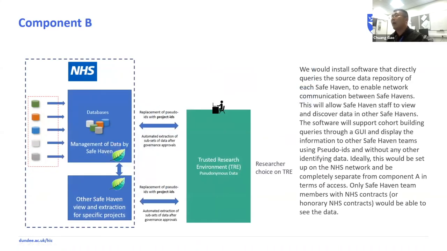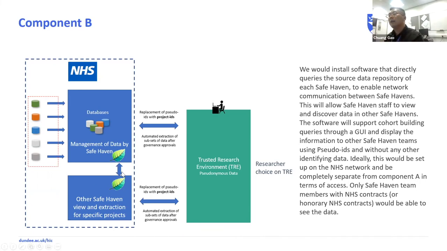And then we have component B. So basically from here, we can see this is the data repository from one safe haven. This is the data repository from another safe haven. We sit software developed directly on the data repository, and they network into the network in between the data repositories. So by doing this, we enable the safe haven staff to be aware of what's available in other safe havens. So when a safe haven staff member conducts cohort building, they could actually do cohort building on all the data that are available in all the five safe havens, rather than just their original safe haven.